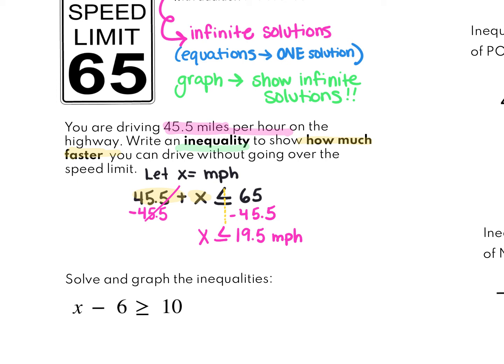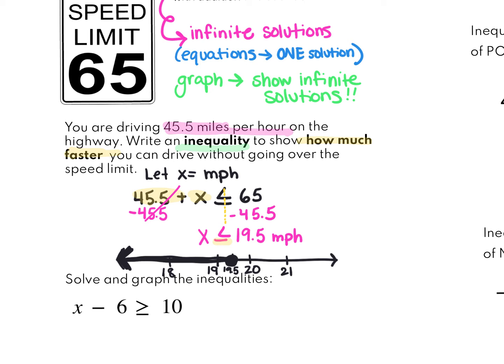That means we can increase our speed up to 19.5 miles per hour. And when we have an inequality, we graph just to show all of our answers. I'm going to draw a couple numbers on either side of 19.5. 19.5 is going to be right here, and this can be a closed circle because of the less than or equal to. I am going to shade on the less than side of where I put that point, and that's going to be my answer.